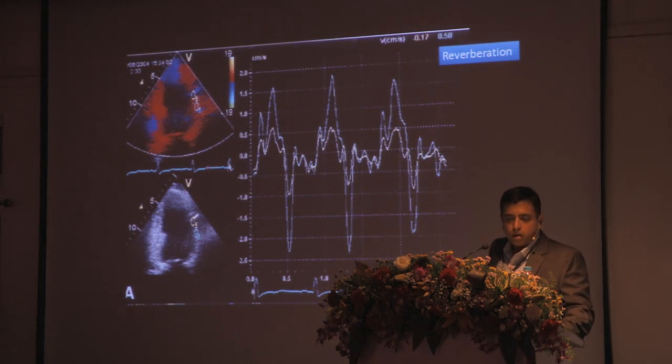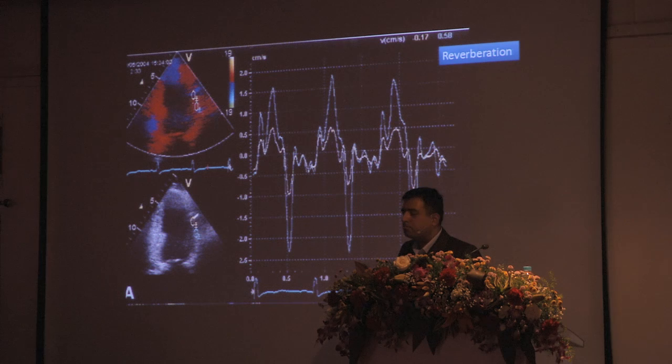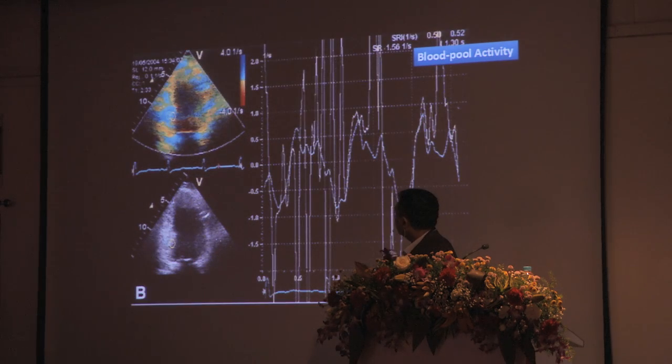So what are the pitfalls that you should watch out for? The first is reverberation. All of us have seen ribs and have problems with ribs while doing echoes. Ribs create a big problem for tissue Doppler imaging. You must know where ribs are. That causes those artifacts, and that causes a whole lot of problems in your velocity graph.